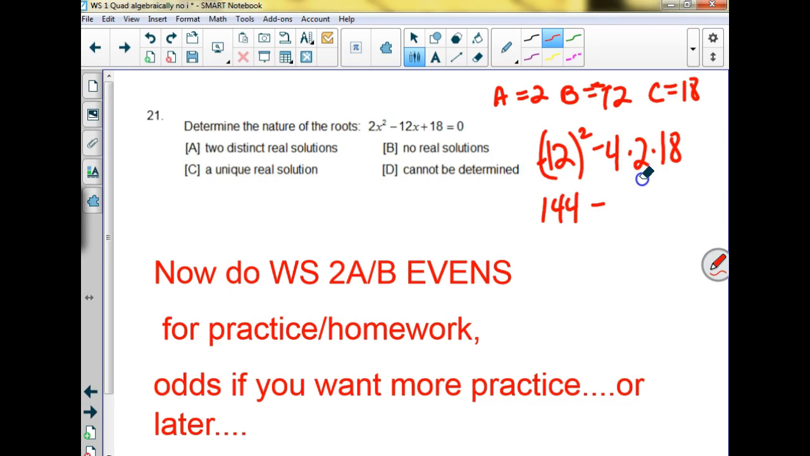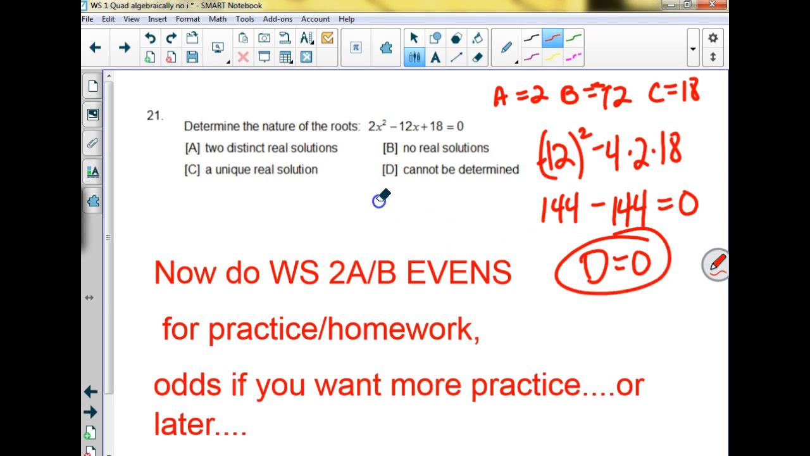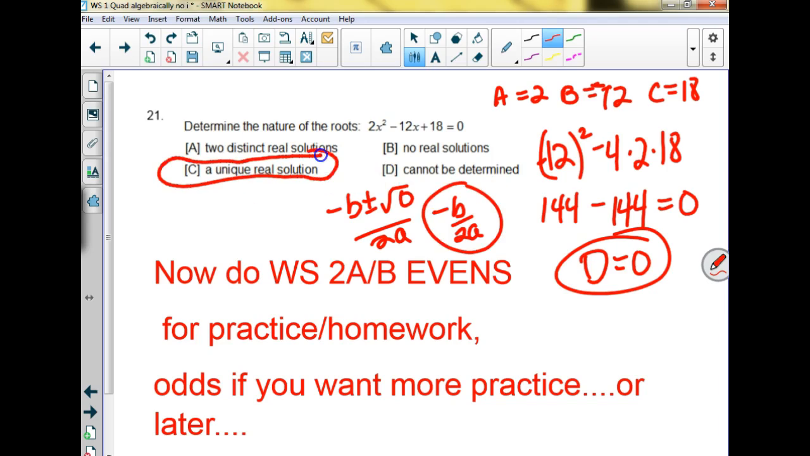144 minus 144 is 0, so the discriminant is 0, which it will ask on the quiz. And we discussed that that means when you do this, you're just going to end up with negative b over 2a, which is going to be one solution. So it's a unique real solution.